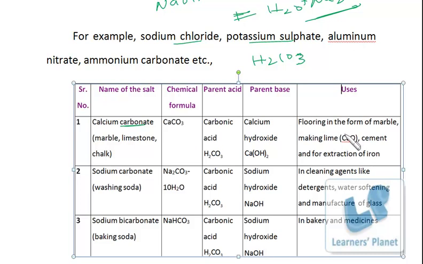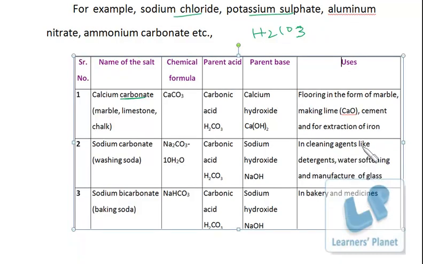And how do we use that? Marble is used in flooring, and I don't have to explain the uses of marble, you must be knowing that, okay? Similarly, next we have sodium carbonate, that is washing soda, right? That is produced in the reaction of carbonic acid and sodium hydroxide, and the formula is Na2CO3.10H2O. That is actually washing soda. So you may be asked the formula for sodium carbonate or washing soda, right? It is a cleaning agent, used in water softening and manufacturing of glass.